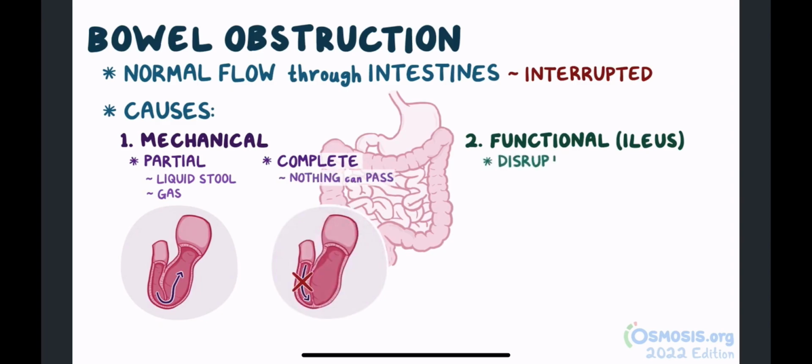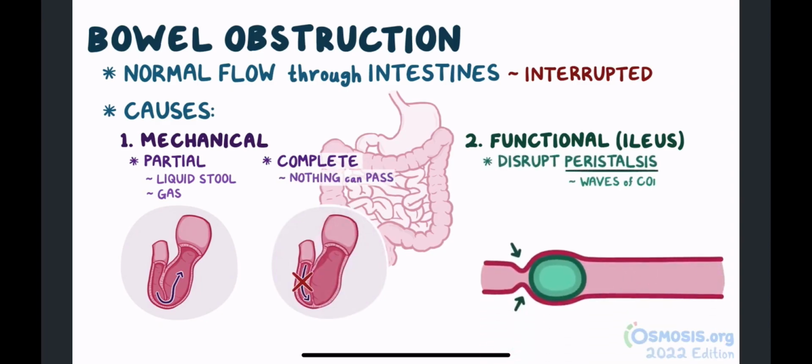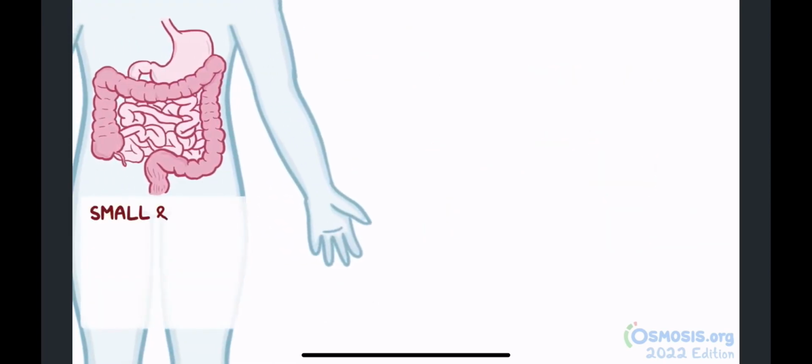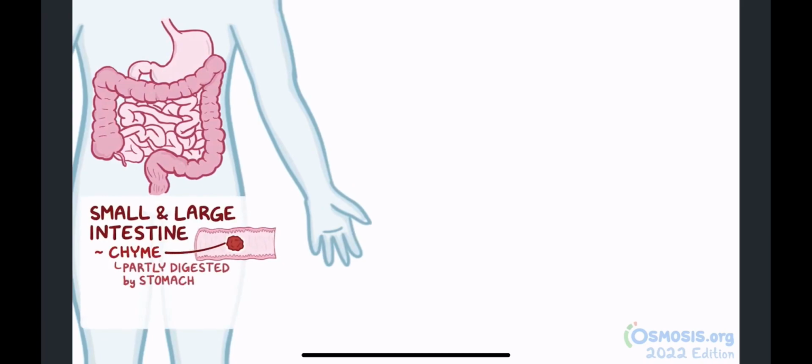Functional causes disrupt peristalsis, which are the waves of contraction that move through the small muscles of the bowel wall that pushes food through the intestines. The small and large intestines are tube-shaped structures, where chyme, or food that's been partially digested by the stomach, and stools pass until they're excreted.